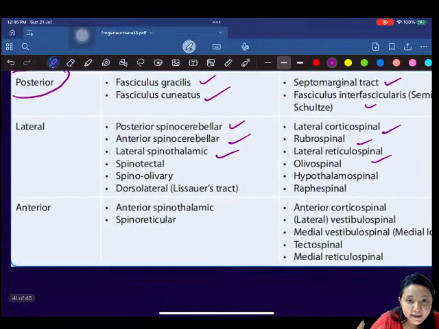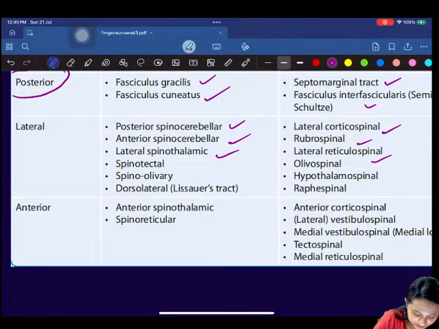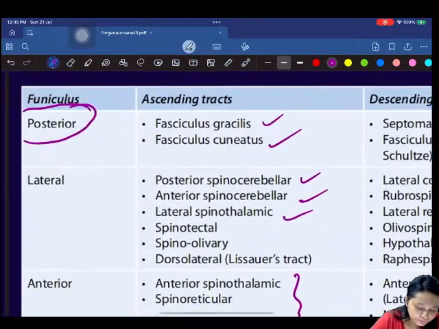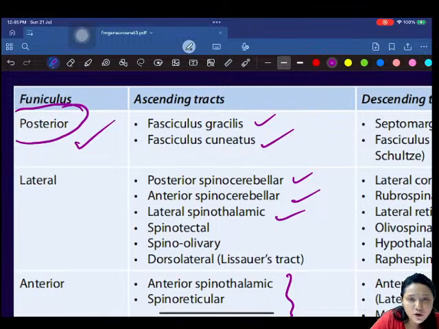And in the anterior part, you have the anterior spinothalamic tract and the spinoreticular tract. If you see the descending tracts, you have again the corticospinal, vestibulospinal, and tectospinal. These are the descending. So if they are asking about the dorsal column, that is the posterior column, then you have two tracts, that is fasciculus gracilis and fasciculus cuneatus.